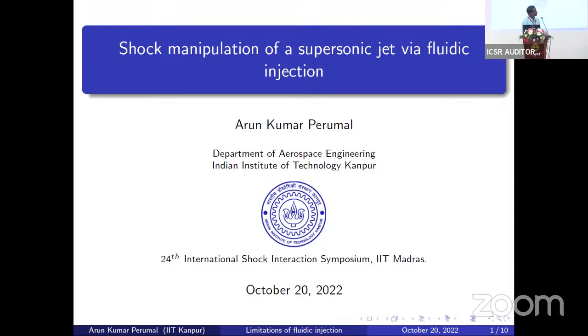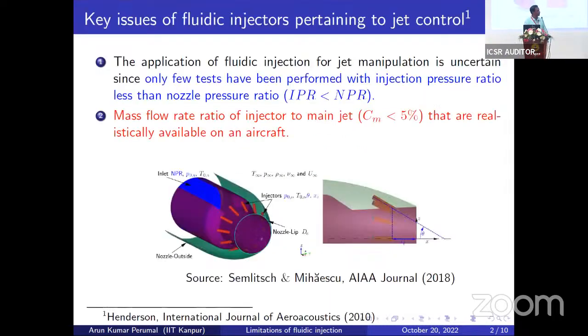Good morning. The talk for today is the shock manipulation of a supersonic jet via fluidic injection. This talk focuses on the limitations of using fluidic injections for jet manipulation, in the sense of replacing the conventional passive techniques. The idea of replacing passive techniques is that there are limitations cost-wise, and apart from cost, in adapting to different scenarios of flight durations. The replacement comes with fluidic techniques, with certain advantages, and there are a lot more limitations to it.